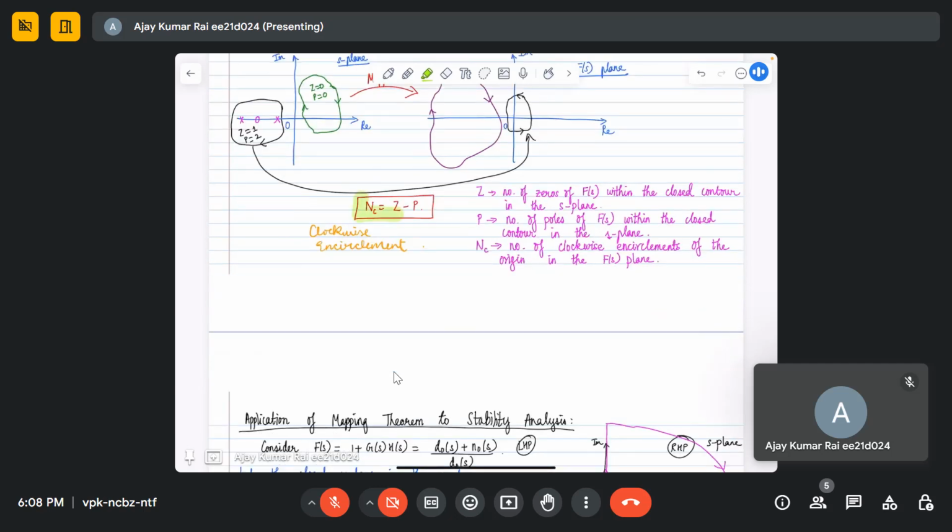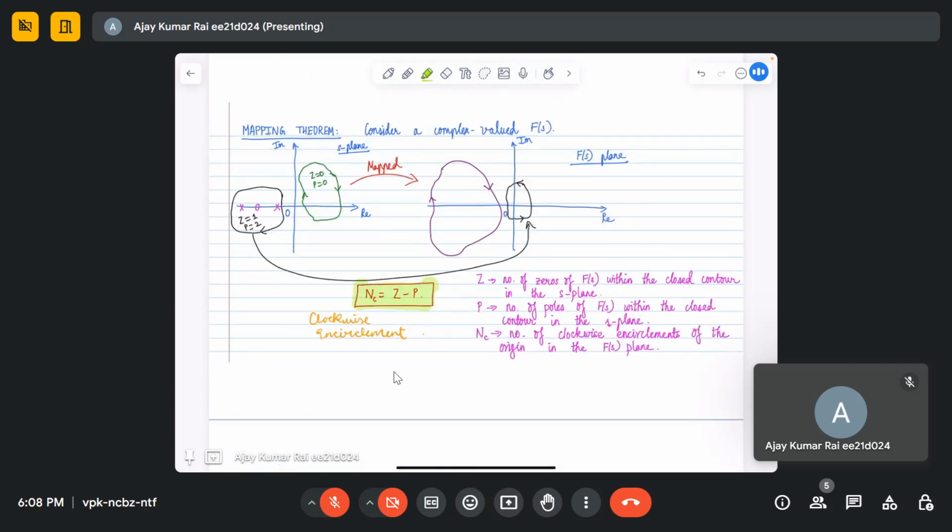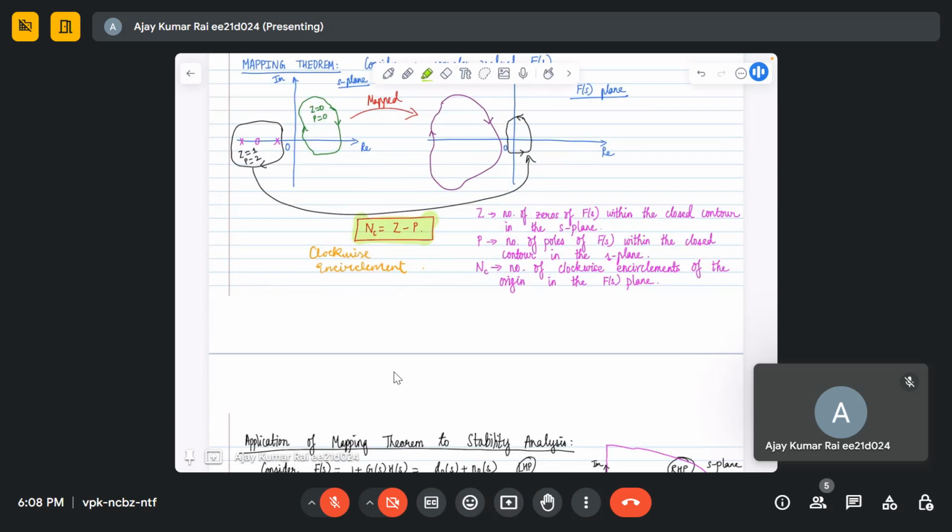What we can see is this. If we take a contour in the S plane which has Z zeros and P poles, you have to take the contour such that the poles and zeros do not lie on the contour. They can be outside and they can be inside, but they should not lie on the contour. Here Z is the number of zeros of F of S within the closed contour, and P is the number of poles of F of S within the closed contour. NC is the number of clockwise encirclements of the origin in the F of S plane.